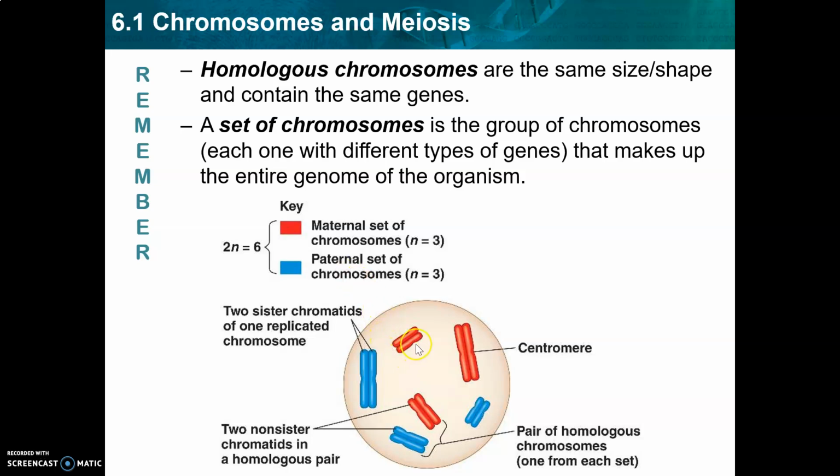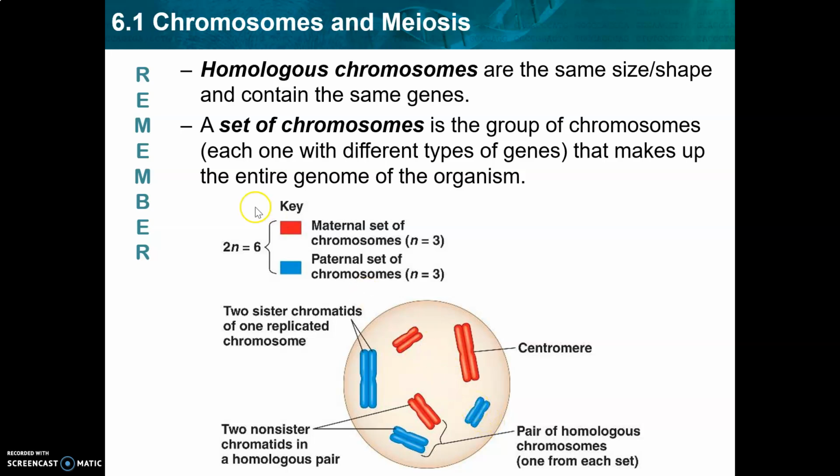And then if we look, each set has 3. There are 3 distinctly different chromosomes here that are red. We have the big one, we have the medium one, and the small one. And then we have 3 again that are blue, a big, a medium, and a small. So the 2 large ones would make up 1 pair, the 2 mediums would make up a pair. So here's our homologous chromosomes. These 2 small ones would make up a pair.